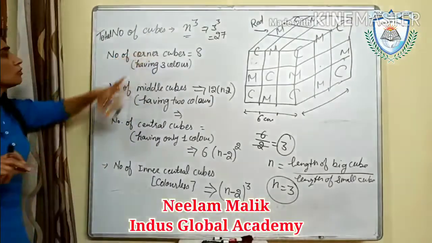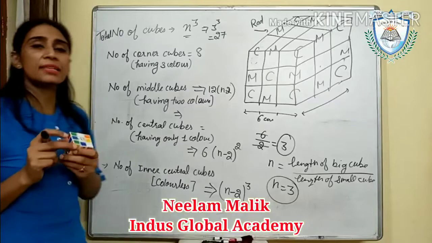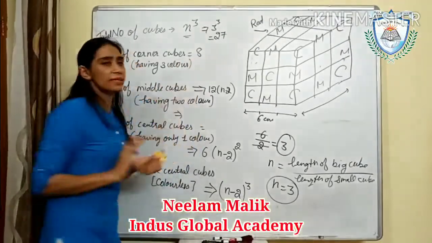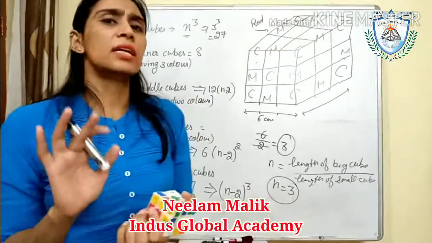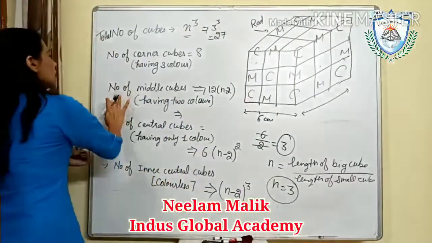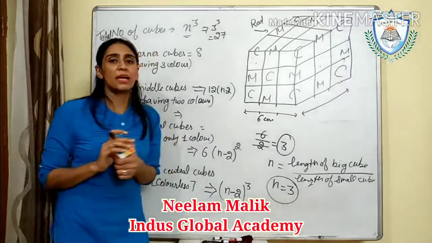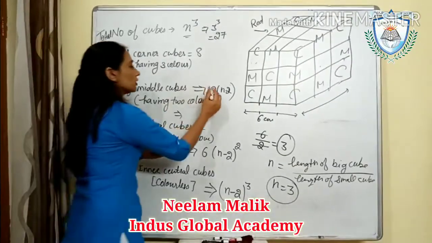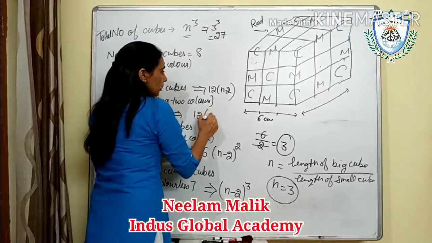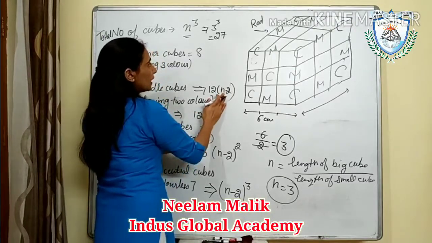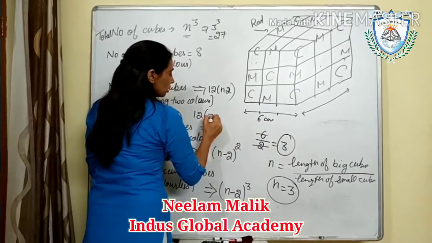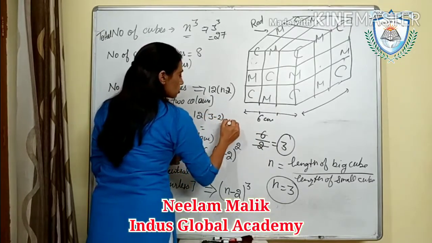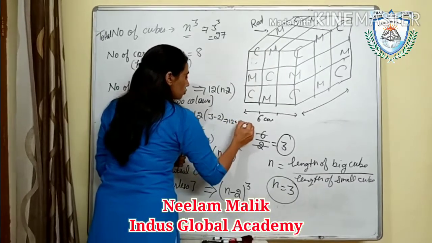Next, number of corner cubes. Corner means having 3 colors. So what is the formula for that? There is no formula for that. Directly that will be 8. That will be 8 always. Okay. Number of middle cubes. Middle means having 2 colors, only 2 colors. So the formula for that is 12 into n minus 2. What is our n? n is 3. So 3 minus 2 is 1, that means here it will be 12 into 1, 12.